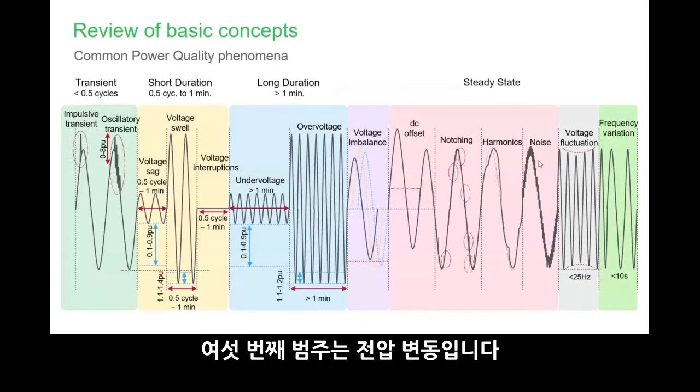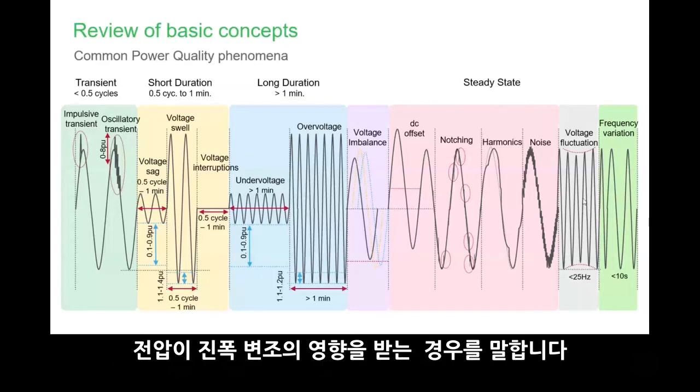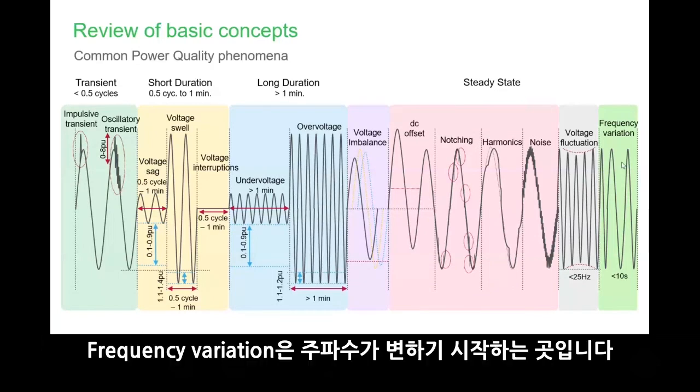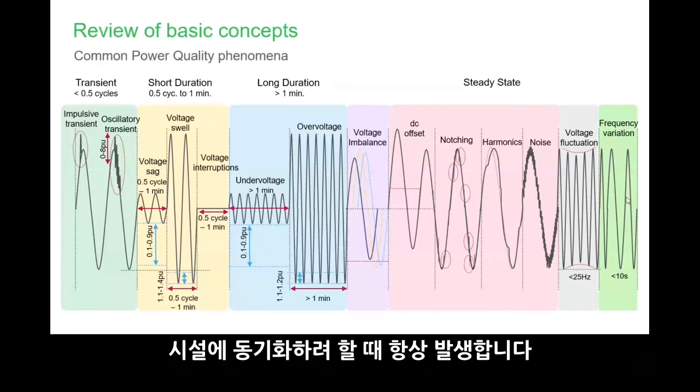Okay. The 6th category is called voltage fluctuation. This is called flicker, where the voltage is fluctuating under the influence of amplitude modulation in a sense. Okay, frequency variation is where your frequency starts to vary. This type of phenomenon always happens when you try to synchronize the generator to the utility.